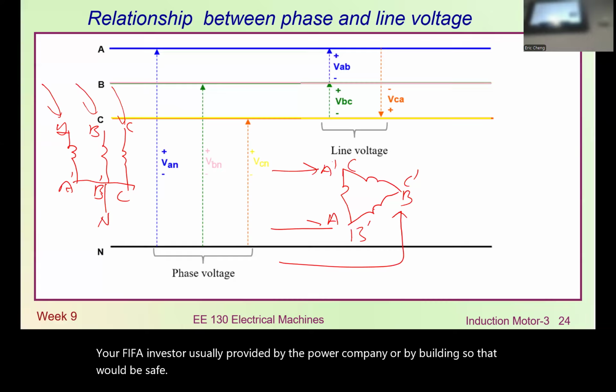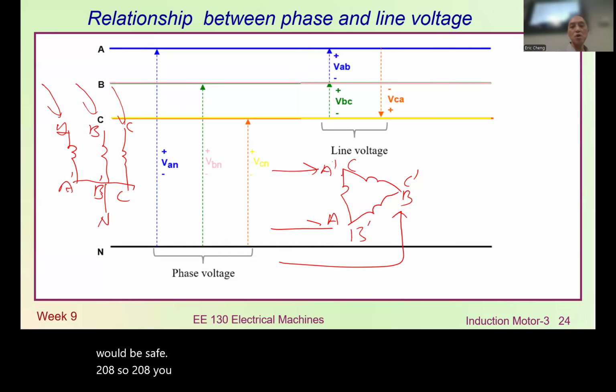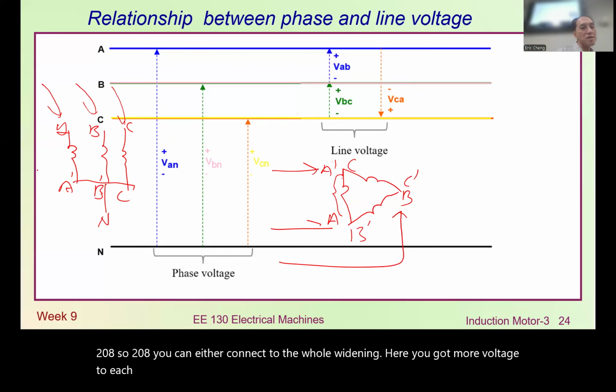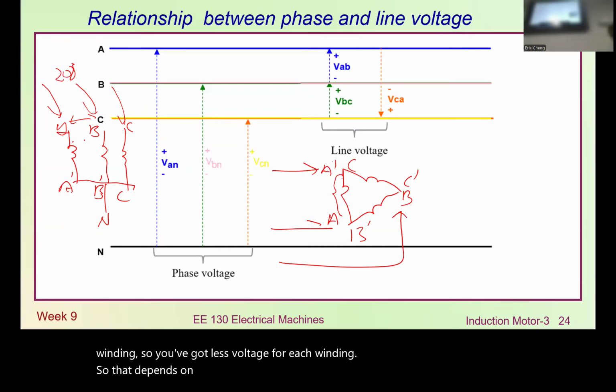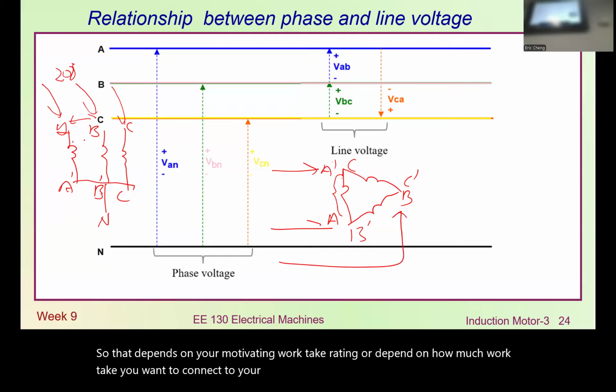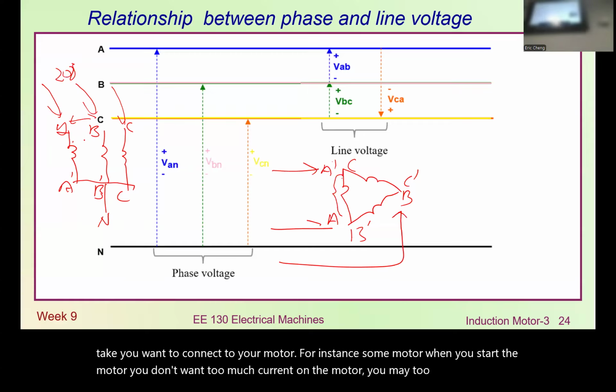So that will be, say, 208 volt. For the 208 volt, you can either connect to the whole winding here, so you get more voltage to each winding. But if you connect to here, then you have 208 volt connected across 2 windings, so you get less voltage for each winding. That depends on your motor's voltage rating, or on how much voltage you want to connect to your motor. For instance, when you start some motors, you don't want too much current. You may draw high current and damage the power system.